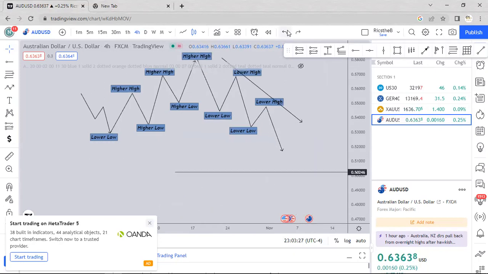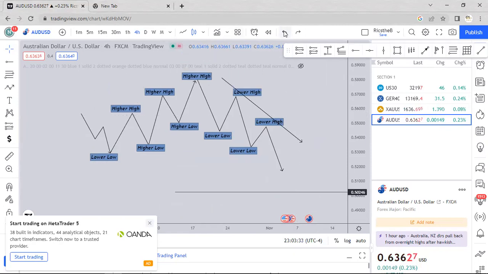So again, the only way that you can get to understand there's a shift in a trend is when we have what we refer to as a break of structure.